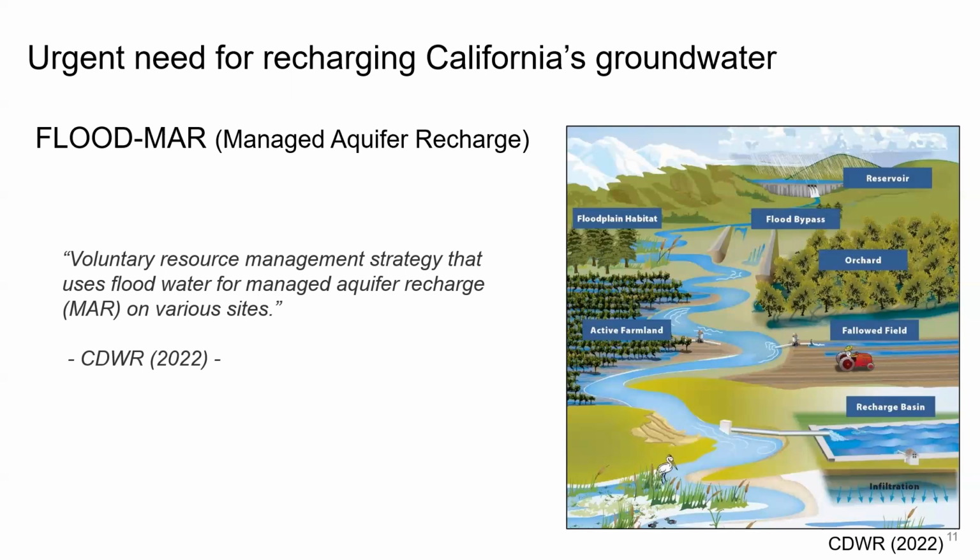So there could be various types of lands, like a floodplain habitat, or a fallowed field or orchard, like a farm, or a specific recharge basin. So there could be various types of lands that could be used for this flood-MAR technique.